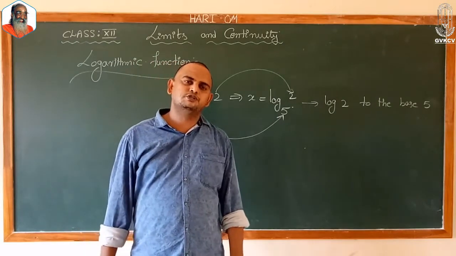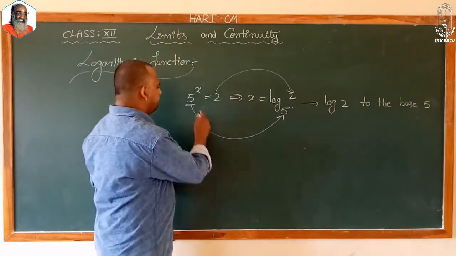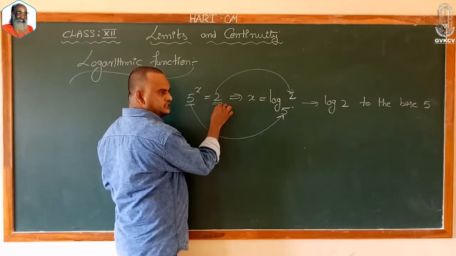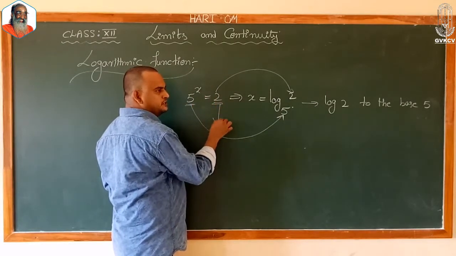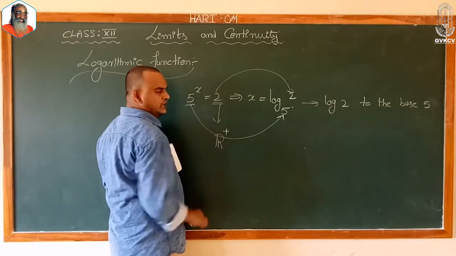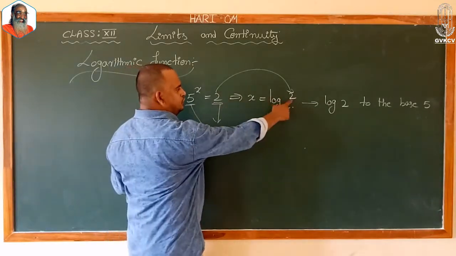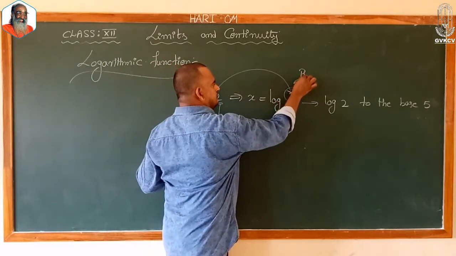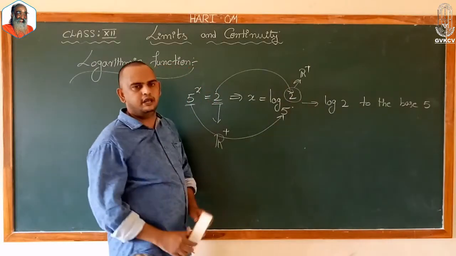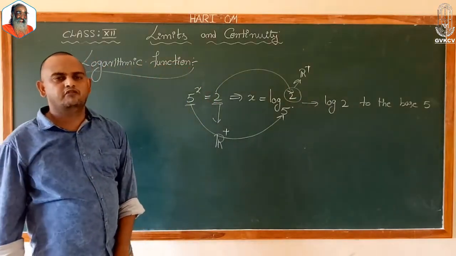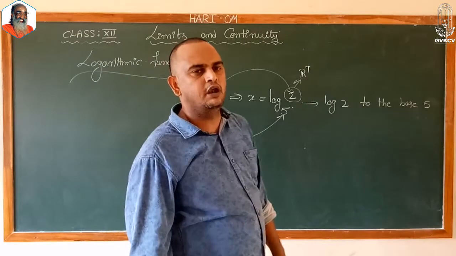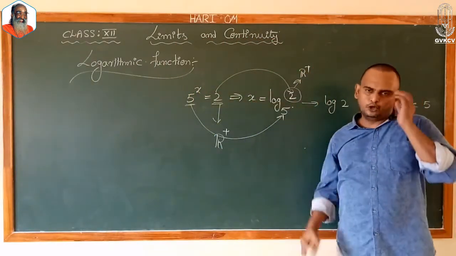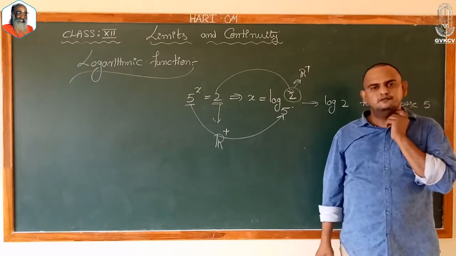Why am I saying positive real numbers? Here 5 power x is equal to 2. 2 is nothing but what? Range. What is the range of the exponential function? Positive real numbers. So x is equal to log 2 to the base 5. Here 2 must be a positive real number. So for every positive real number, we have a logarithmic value. Using that, we can find x is equal to log 2 to the base 5.